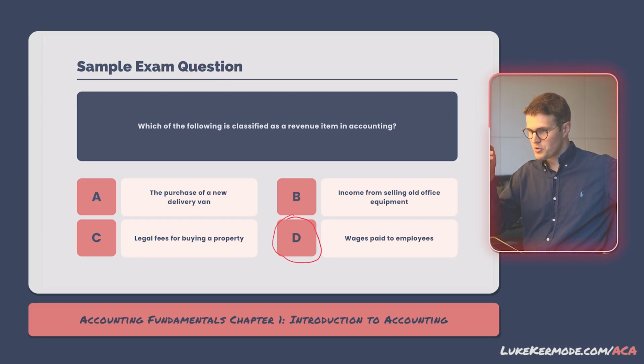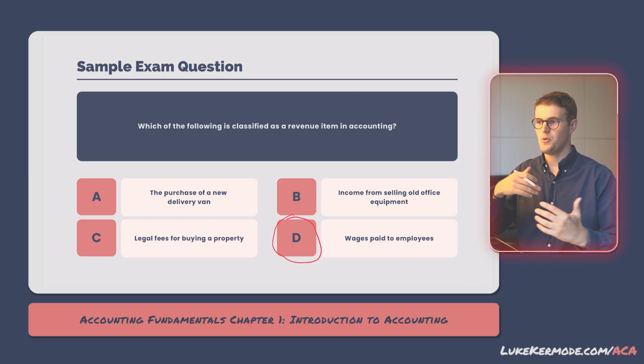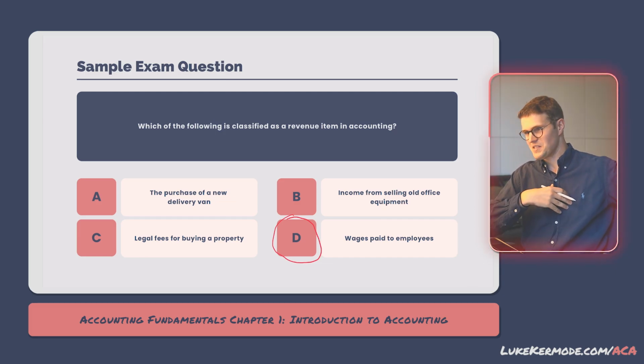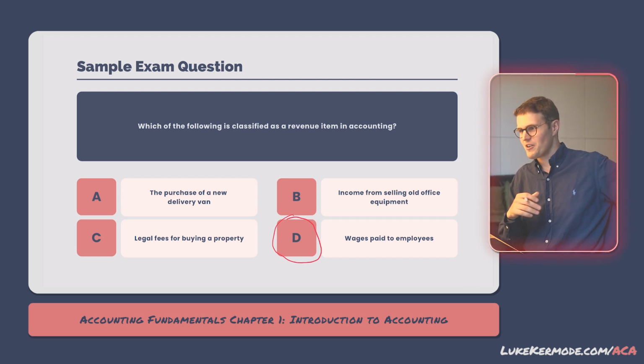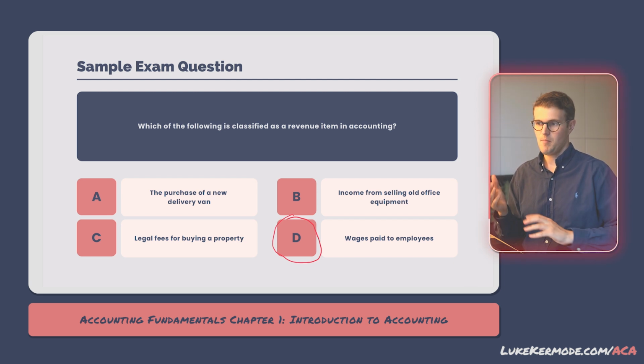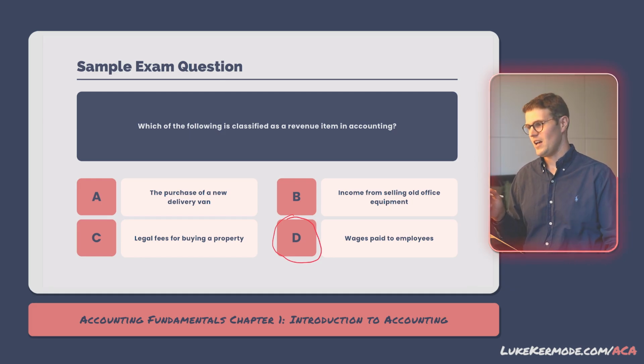In terms of why the other options are incorrect, A, buying a delivery van, that's capital expenditure. Option B, selling office equipment, that's capital income. And C, legal fees when purchasing property, that's also capital expenditure because it's directly linked to acquiring a non-current asset. So remember, revenue items are all about ongoing operations, whereas capital items are linked to buying, improving, or disposing non-current assets.